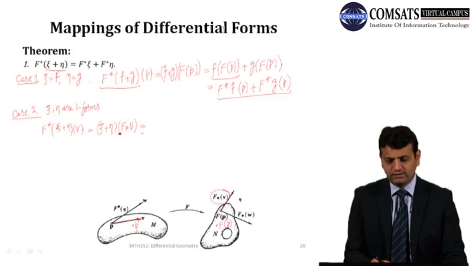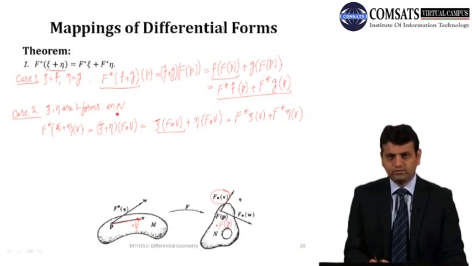So we can apply these one forms, which are one forms on N, and we can see that they are equal to xi of F lower star of v plus eta of F lower star of v. So which is equal to, so this expression is the same as F upper star of xi at v plus F upper star of eta at v. So this statement is true when xi and eta are both one forms.